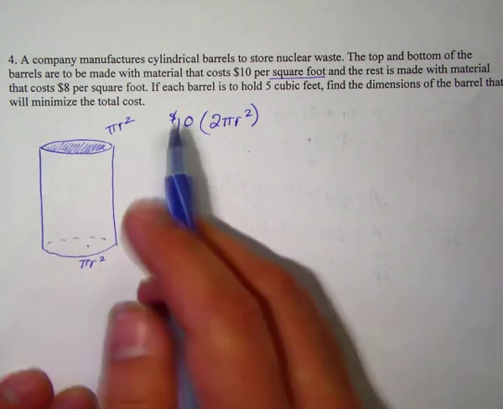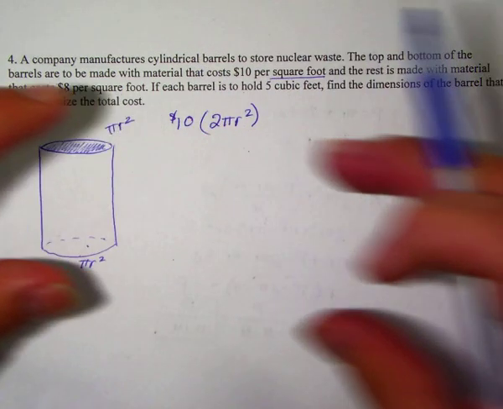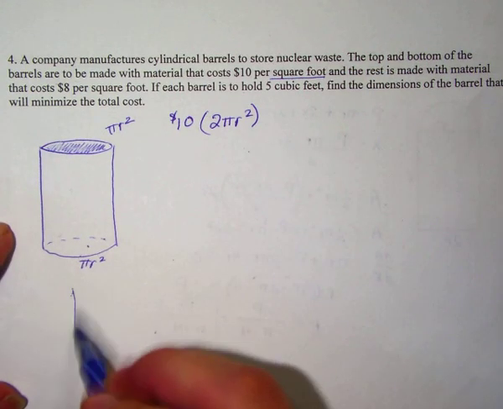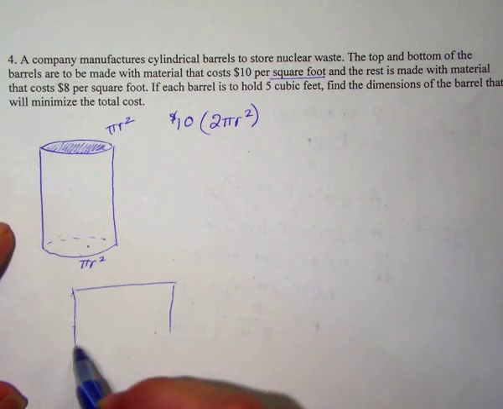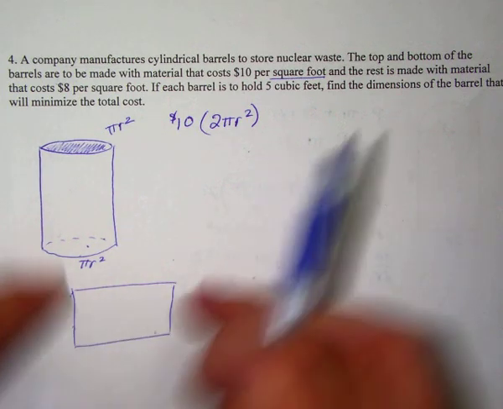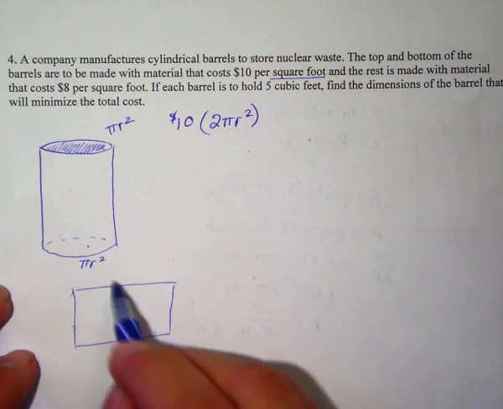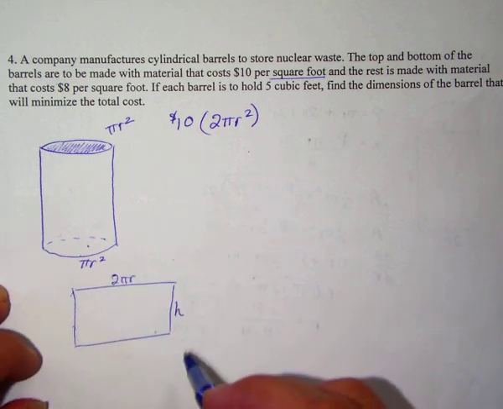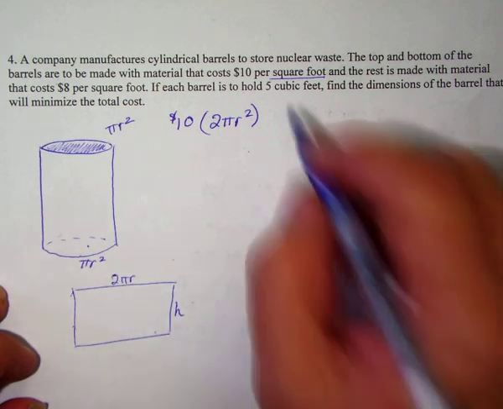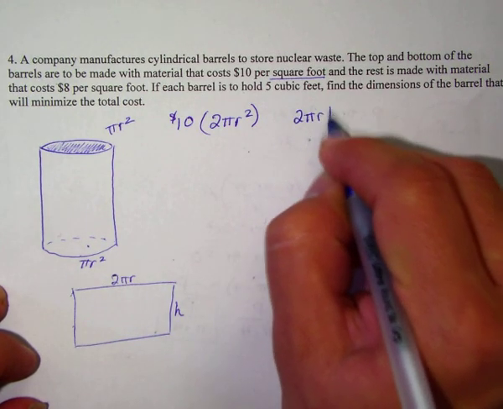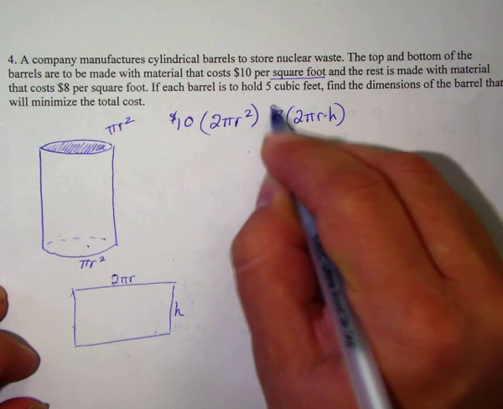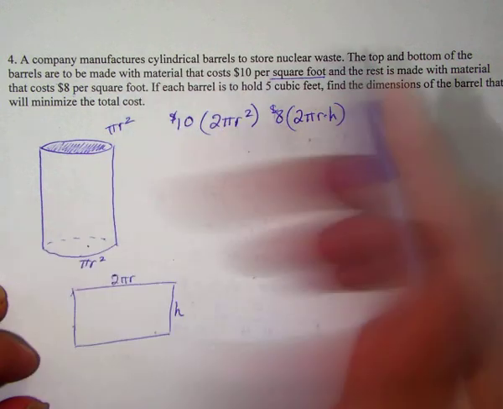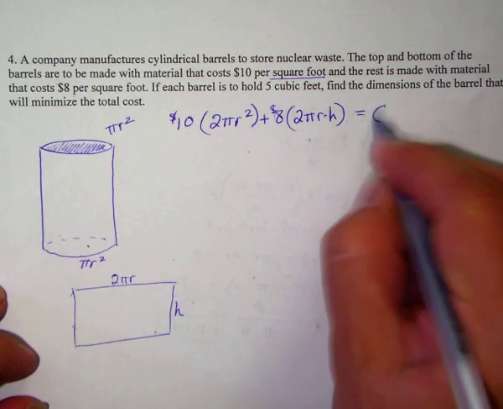Now the outside, we can take the outside and spread it out, like pull it apart. If we pulled it apart, we'd have this rectangle that looks kind of like this. And the top of the rectangle, we can turn it around like this. It creates a circle, which is 2 pi r. It's the circumference. And then we have the height. So if we take this area, 2 pi r h, and multiply it by $8, which is how much it costs per square foot, we're going to have the cost of the outside. We're going to add those up together, and this is going to be the cost of the can.